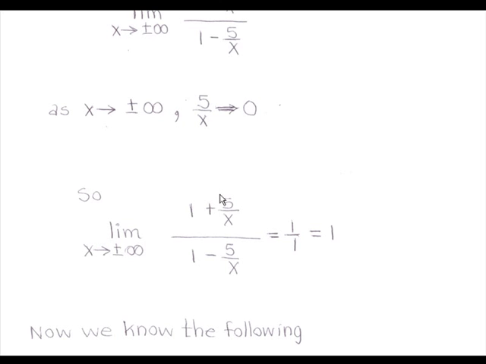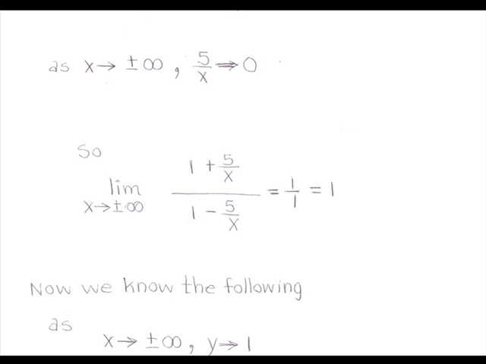So as these terms, 5 over x, grow smaller and smaller, we now know that the limit is approaching 1 because after the 4th, even the 5th decimal place, that's insignificant. We don't need it anymore. We can just drop it. So the limit of this is actually equal to 1. So now we know that the limit of f of x as x approaches plus or minus infinity is equal to 1.